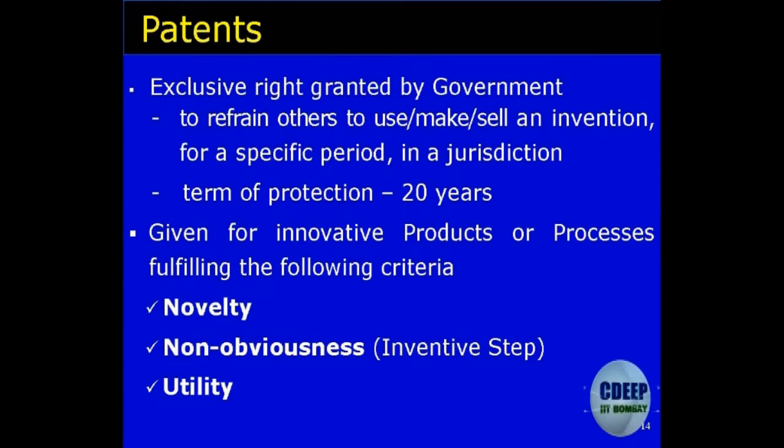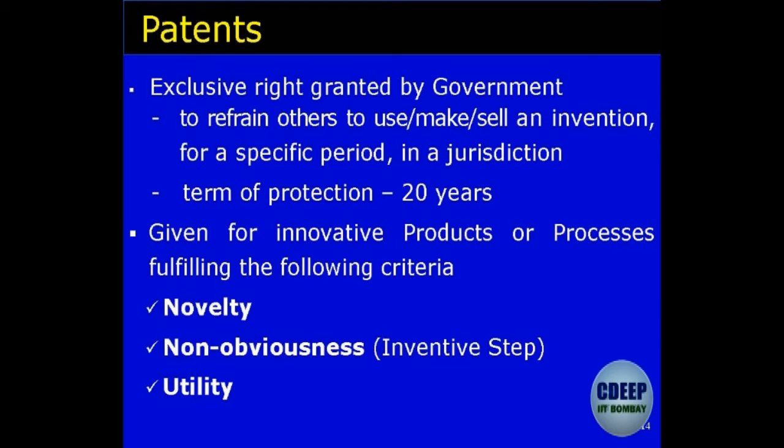Patent rights are exclusive rights granted by the government to the owner to exclude others, to refrain others from making, selling, or using your invention for a specific period. As I said, it is for 20 years and in a particular jurisdiction where you have sought the protection. And this is given for innovative products, processes or compositions of matter while fulfilling the following criteria.